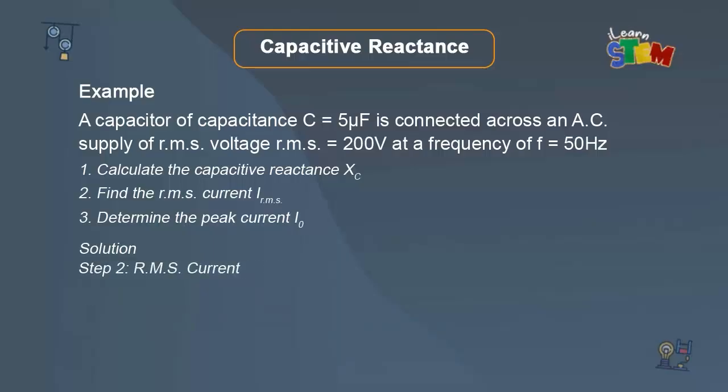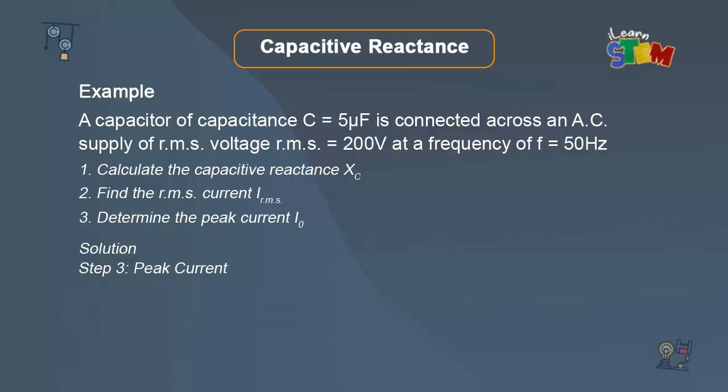Step 2. Finding the RMS current. The formula is RMS current equals RMS voltage divided by XC. So we take 200 volts, divided by 636.6 ohms. This gives approximately 0.314 amperes.